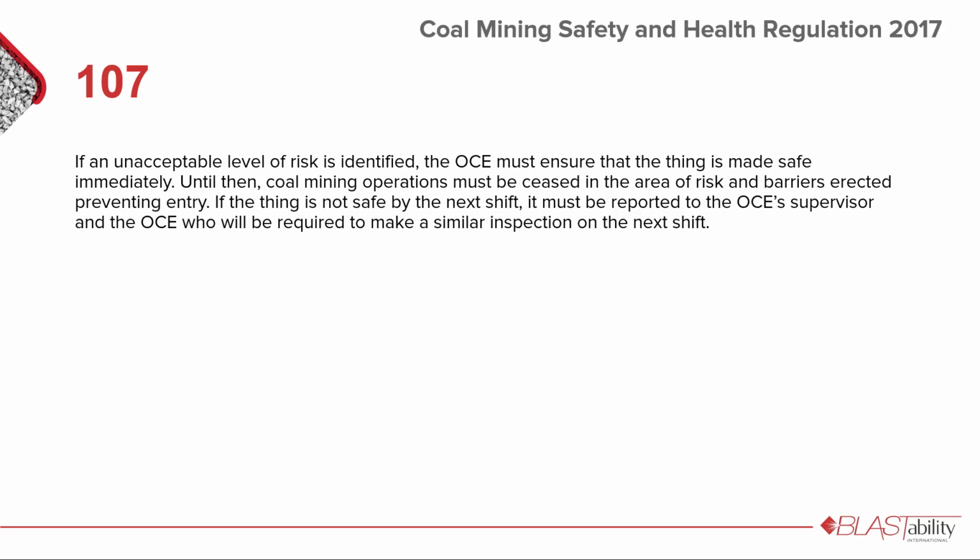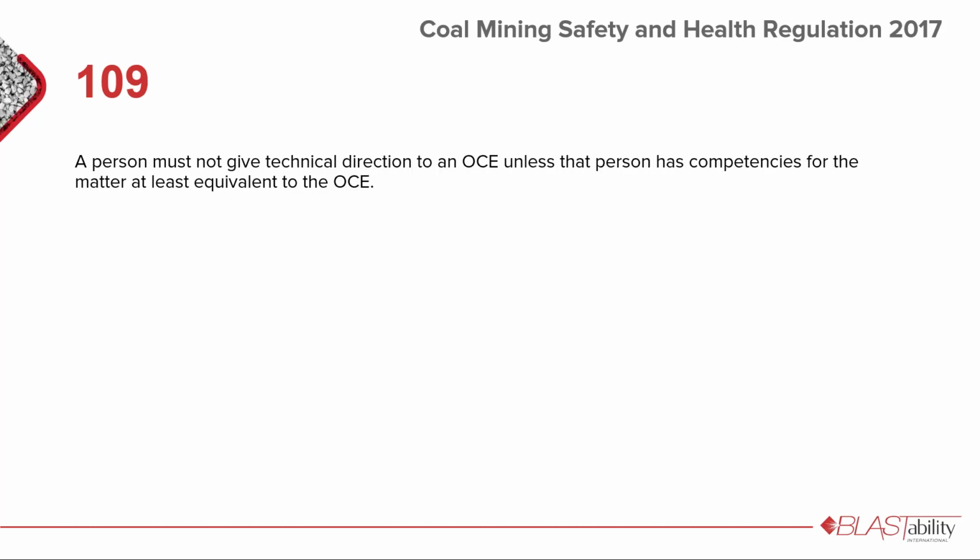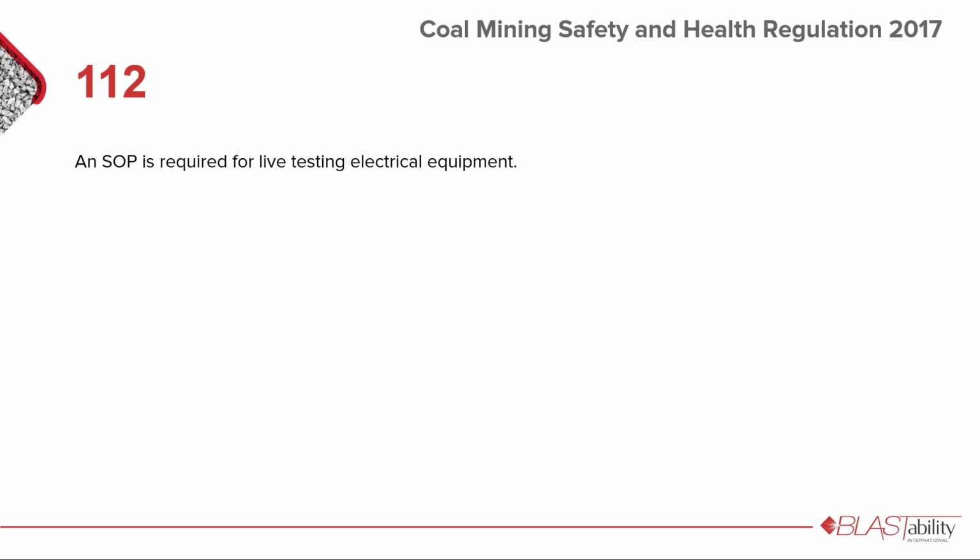107. If an unacceptable level of risk is identified, the OCE must ensure that the thing is made safe immediately. Until then, coal mining operations must be ceased in the area of risk and barriers erected preventing entry. If the thing is not made safe by the next shift, it must be reported to the OCE's supervisor and the OCE, who will be required to make a similar inspection on the next shift. 108. An OCE must be involved in developing, reviewing, and auditing the SHMS. 109. A person must not give technical direction to an OCE unless that person has competencies for the matter at least equivalent to the OCE.